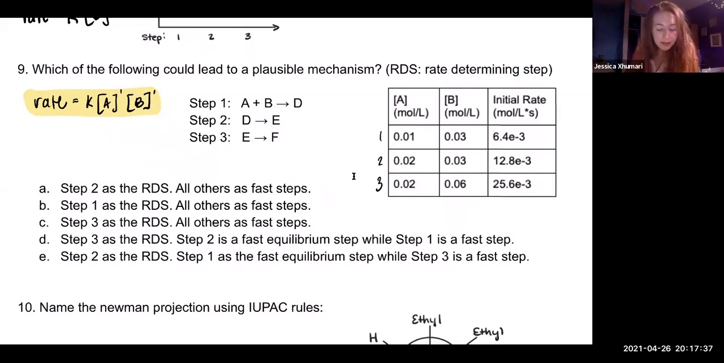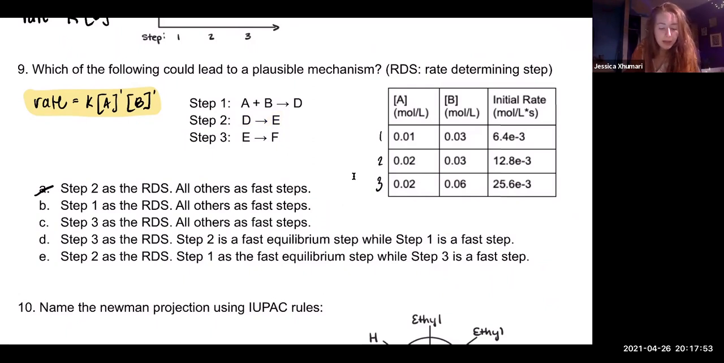So A is saying step 2 as the rate determining step, all others as fast steps. If we did that, we would get D in our rate law, but we don't see that. So A is going to be false.